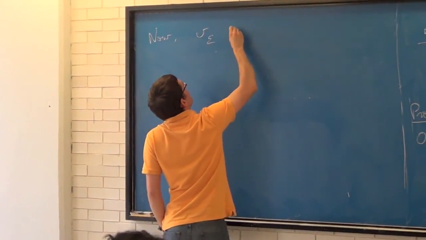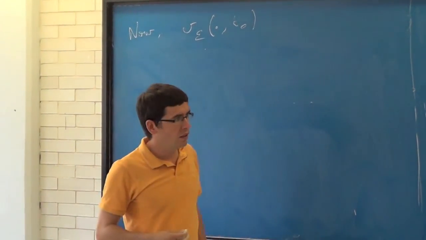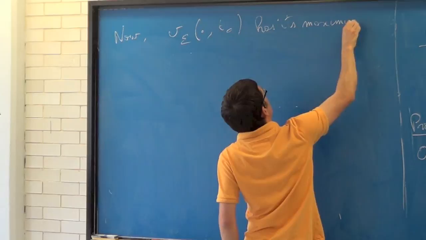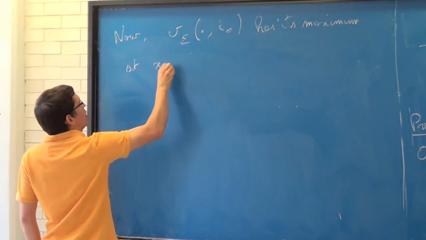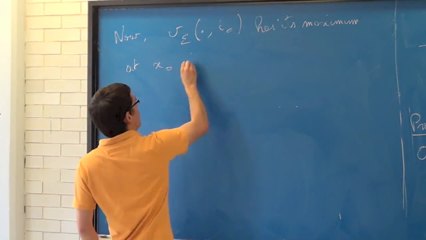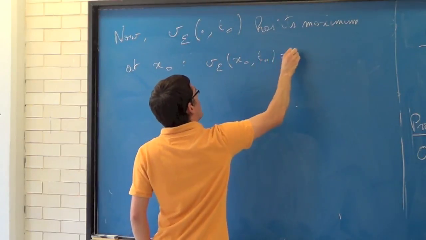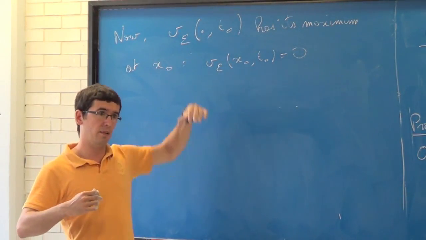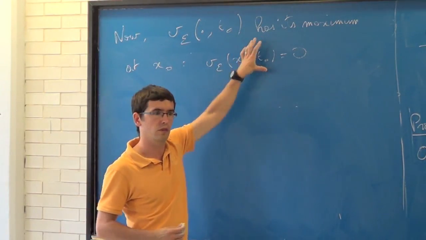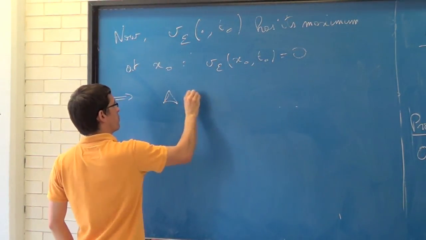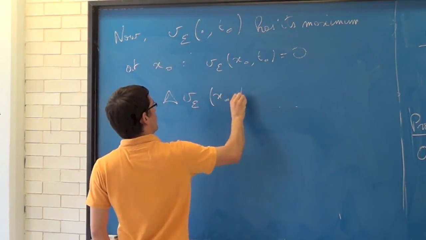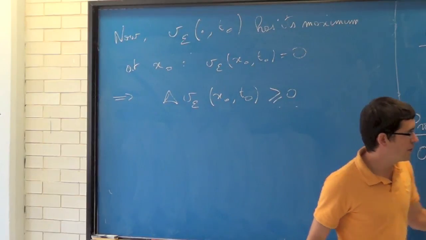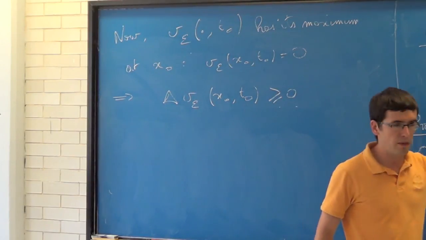Now, V epsilon at time t0 has its maximum at point x0. Why so? Because if there were another point where it was strictly positive, since at the beginning it was negative, it would mean that V epsilon would have to cross somewhere, so t0 would not be the minimum. Okay? So the Laplacian at x0, t0 is negative. And if you remember the expression for V epsilon, this part does not depend on the space. So the Laplacian of V epsilon is the same as the Laplacian of f.